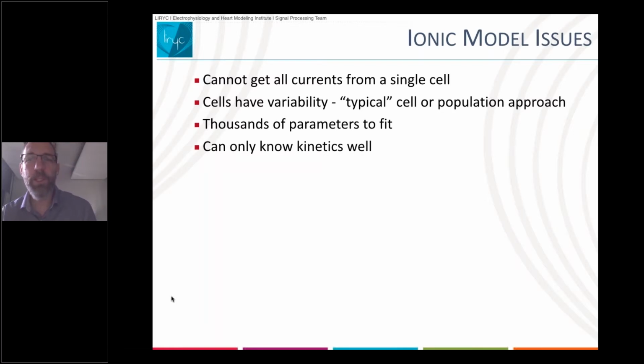And really, we can measure the kinetics of the cell channels well. So we can do patch clamp experiments if we have a channel blocker, or we can get single channel recordings if we're lucky. And so we can see how the channel opens and closes in time. We can know that very well, but we really struggle to actually determine how many channels of a particular type are in a particular cell.